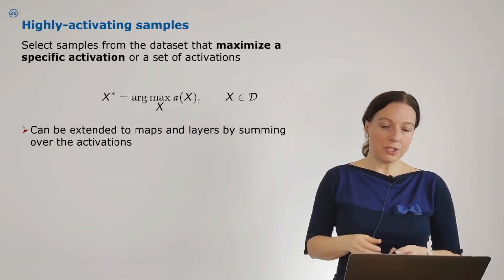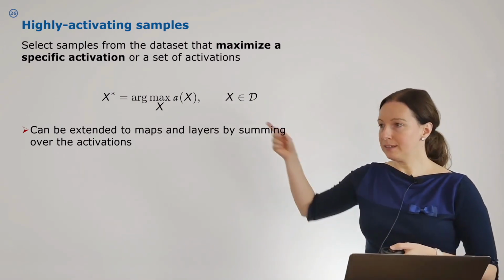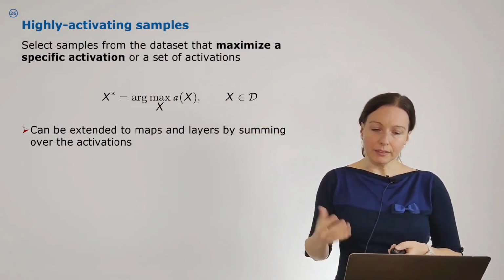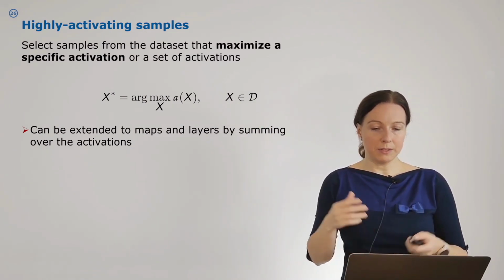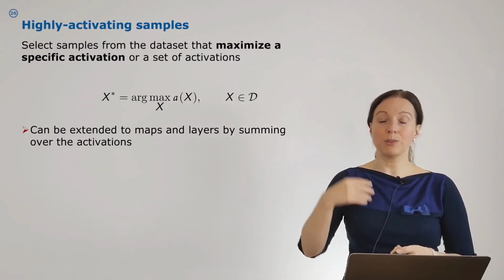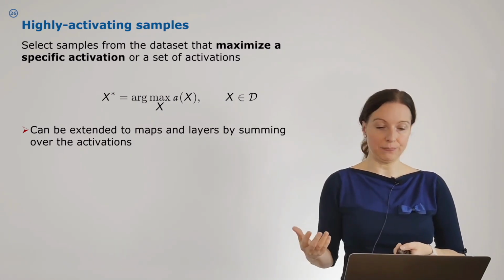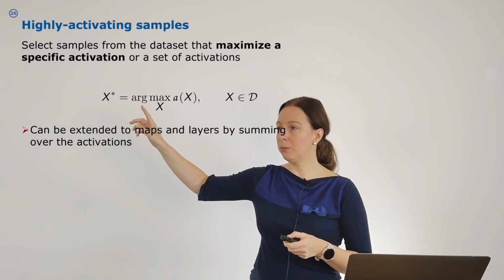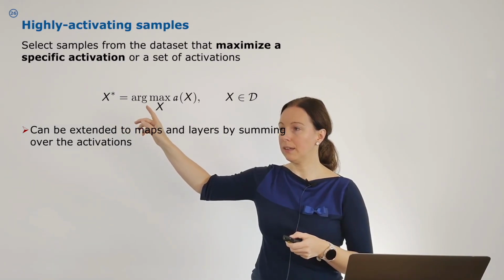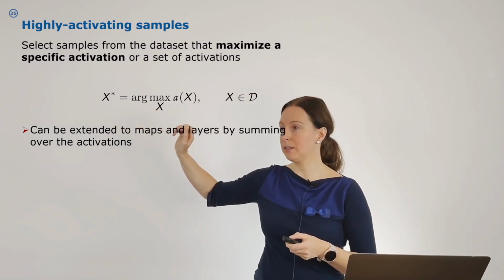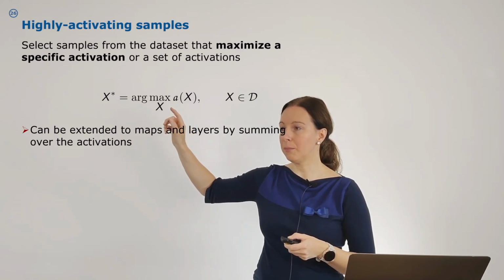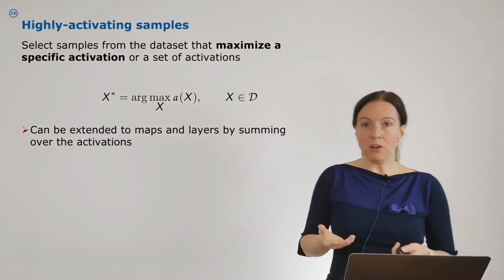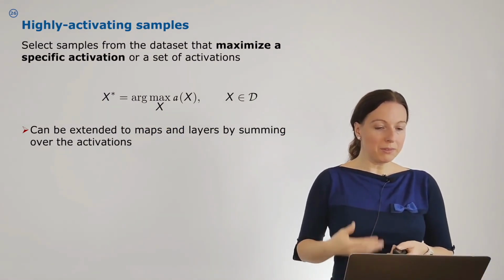So what we are searching for is a data sample from the dataset. So x should belong to the dataset, and we are searching for a data sample from the dataset which results in a high activation. This is actually what is meant here. So we use the argmax function, and we search for a data sample which actually maximizes this here. This can also be extended to maps and layers.